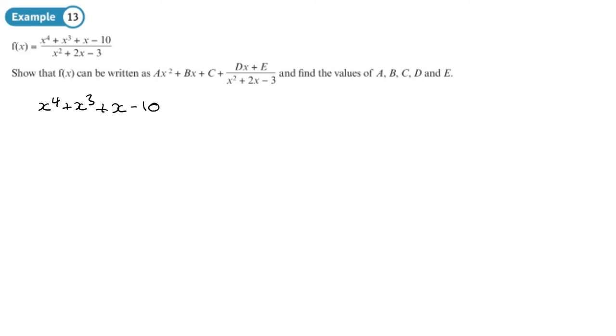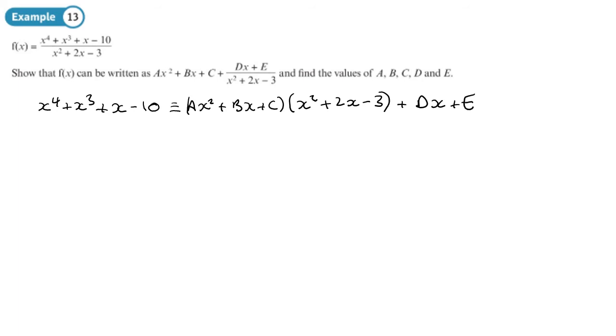We're multiplying both sides by that divisor, so it's gone from that side. This side we're going to have ax squared plus bx plus c times by that divisor x squared plus 2x minus 3, and then because that last bit gets multiplied by the divisor as well, you're just left with dx plus e.